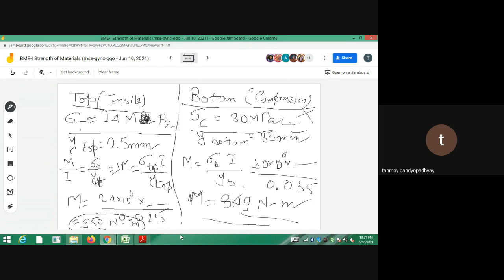It's just a basic thing like I section. This is the I section that I had done, if you can see. Okay? Sir, hello? The Y top value should be 0.05. Which one?